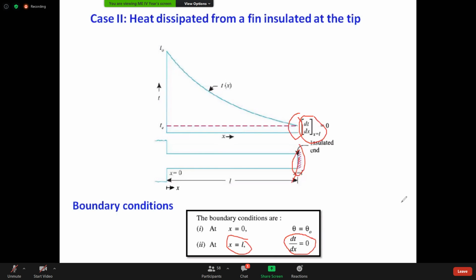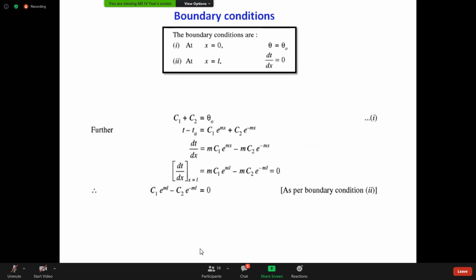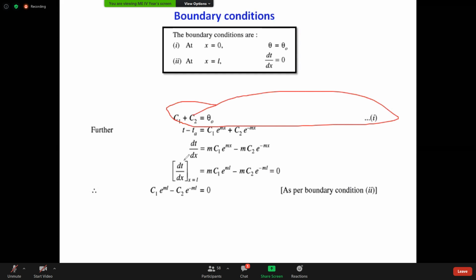So with this small change, the equations will be very big. See, this is the first case; we don't need to worry about it. C1 plus C2 is equal to theta naught. That is the first boundary condition. If I substitute, you'll get it.